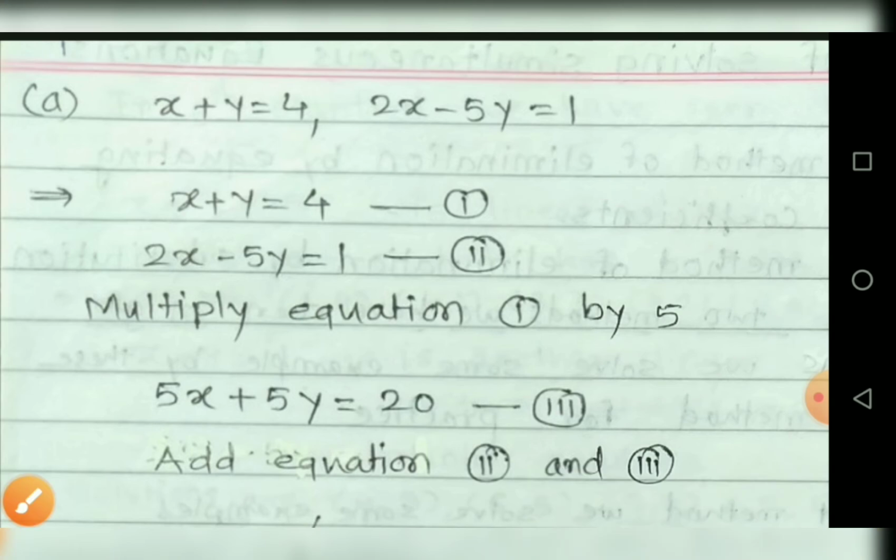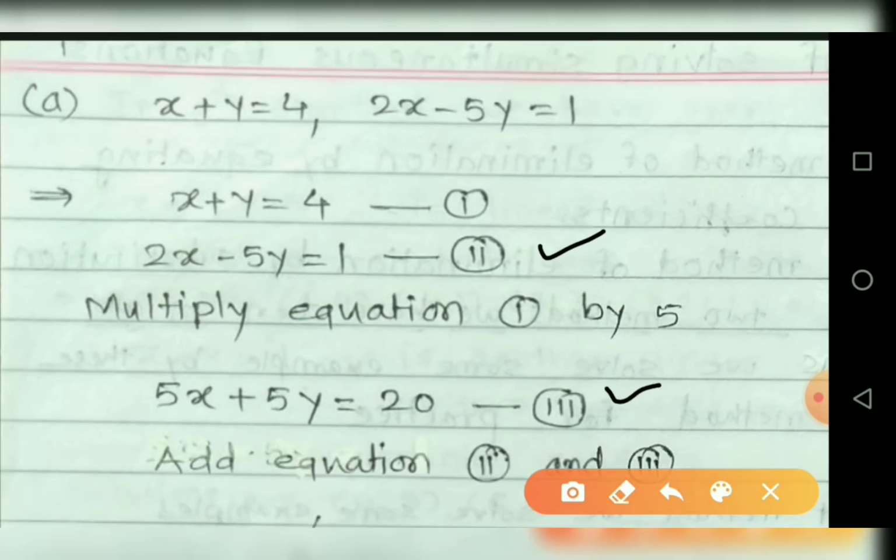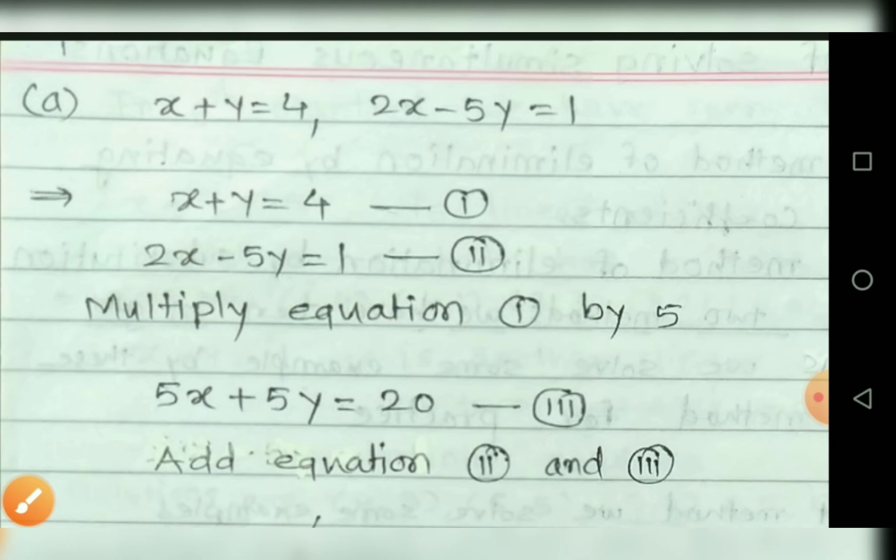Now think about the second and third equations. In these two equations, the coefficient of y is equal now. Now observe these terms of y. In the second equation, the sign of 5y is minus, and in the third equation, the sign of 5y is plus. Then to eliminate these, addition is useful. That's why add equations 2 and 3.